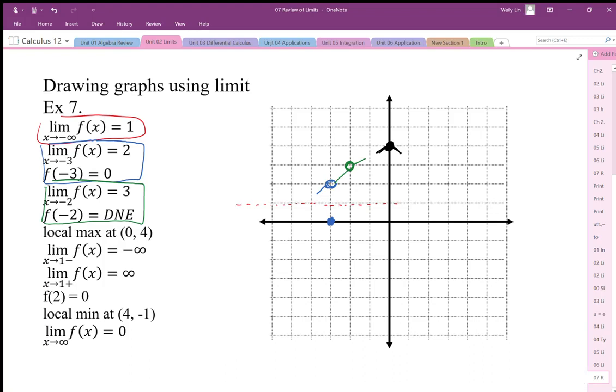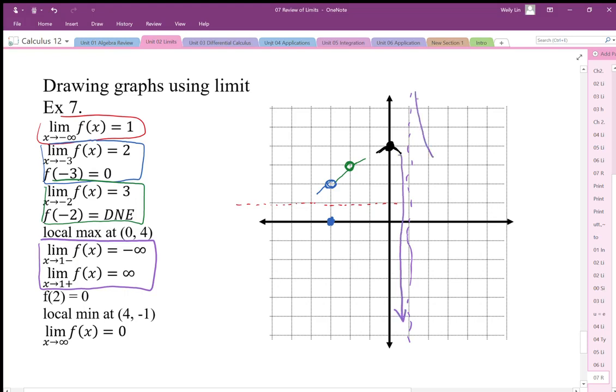And I know that as we approach 1 from the negative side, it's going to go down to negative infinity. Oh, that's a vertical asymptote. And just checking here, as it approaches 1 from the positive side, it goes to positive infinity. So that indicates to me that there's a vertical asymptote at 1. And it looks like it's going to go down on this side, and it's going to go up on this side.